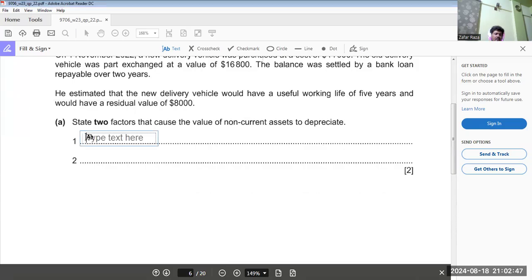First is wear and tear. Second, obsolescence.